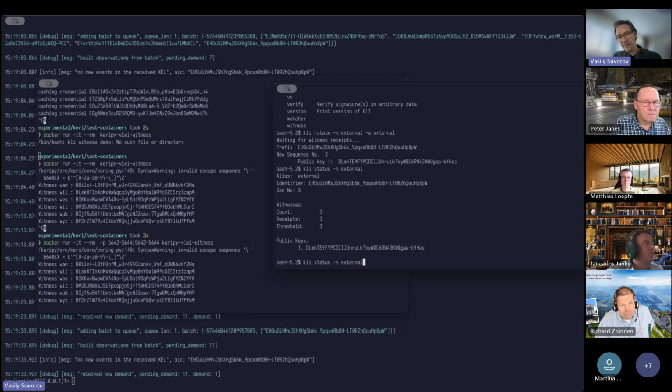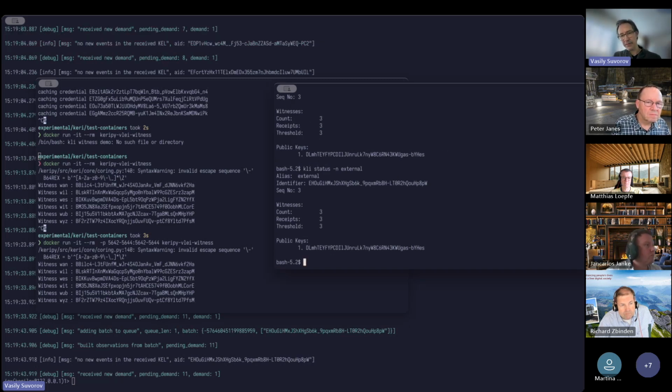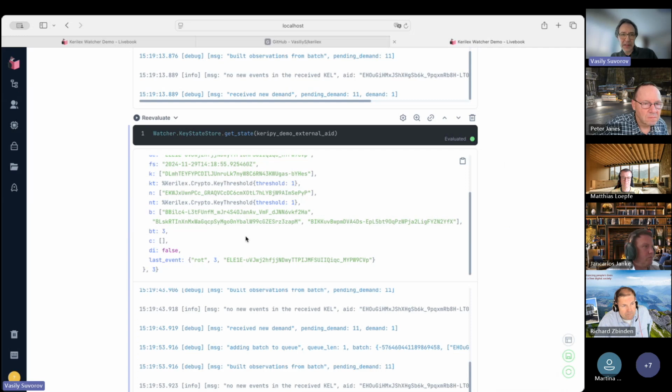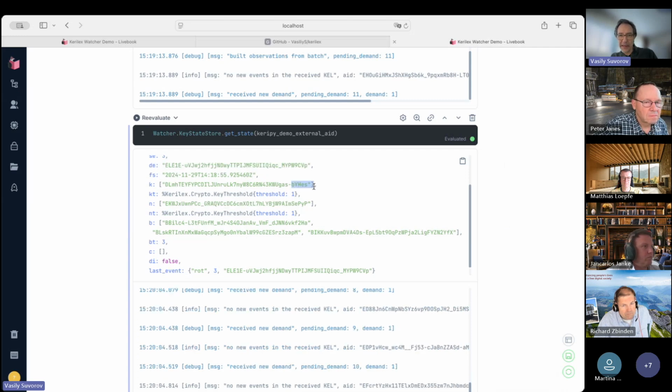So let's verify what is the status of this identifier. And the beta says, okay, the identifier is this. There are 3 witnesses, and here's the latest public key. So let's check that this is the one. It ends with BYH, right? So what do we see here? We see the key, yes, BYH, yes, the last event is rotation number 3.